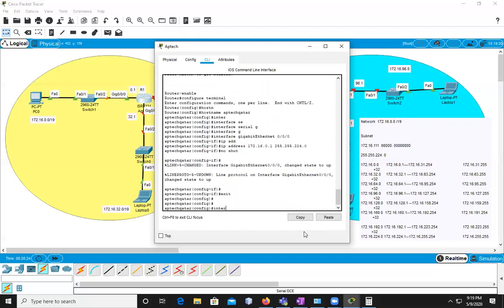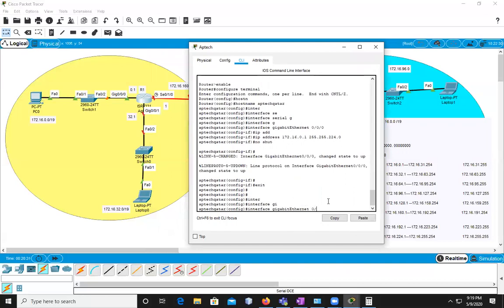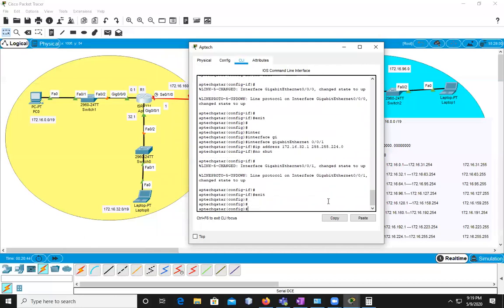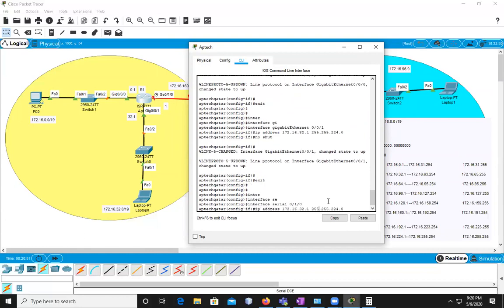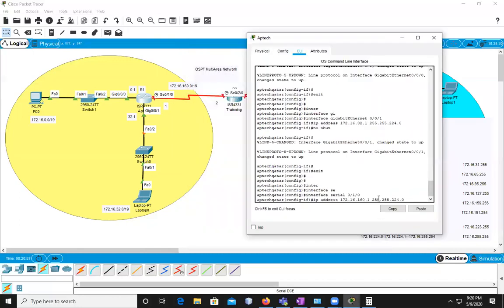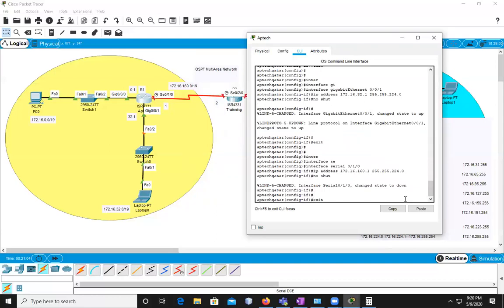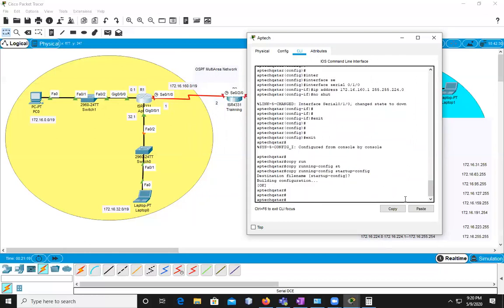Exit. Then the interface down one, which is here, gigabit ethernet 0/0/1. IP address will now be 172.16.32.1. Hit enter, no shut. That's it, exit, and then interface serial 0/1/0. IP address is going to be 172.16.160.1, right? I have given 160.0 over here, .1, subnet will be the same, and no shut, exit. We are done with this, right? Copy running to startup.